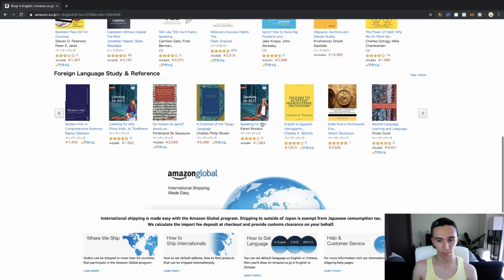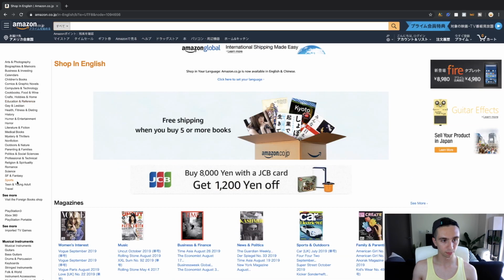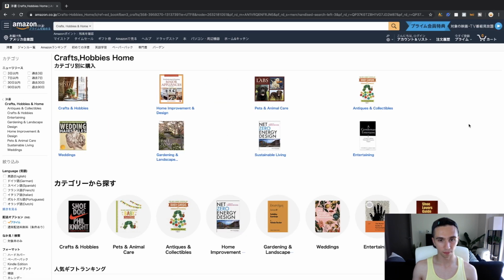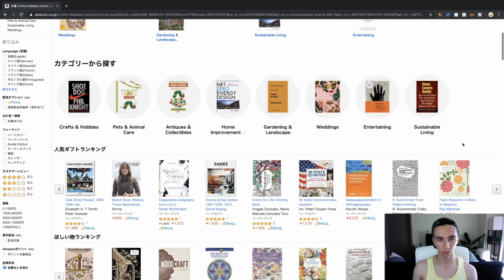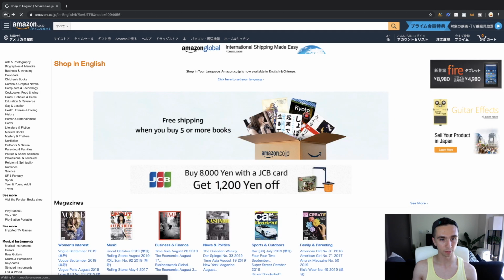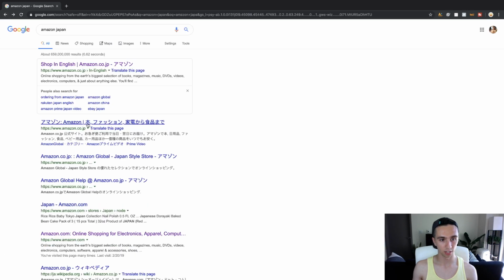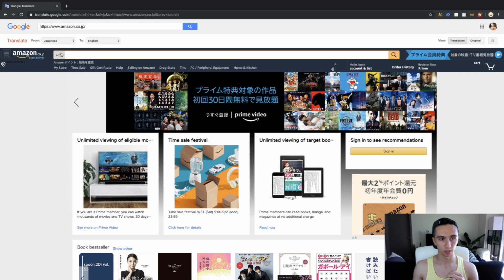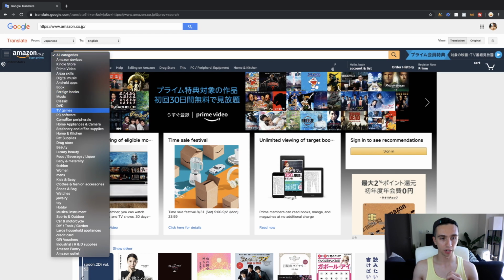So we don't want books though. I think these are all just book categories. Oh no, okay, crafts, hobbies, and home. So let's go into there. It does take a little longer. No, see, I think we are in books. This one is confusing. Generally it'll give you the option. Let's see, if we go back and click on translate this page. Okay, this isn't too bad. Yeah, there we go. So now we could go into, let's say, home and kitchen.